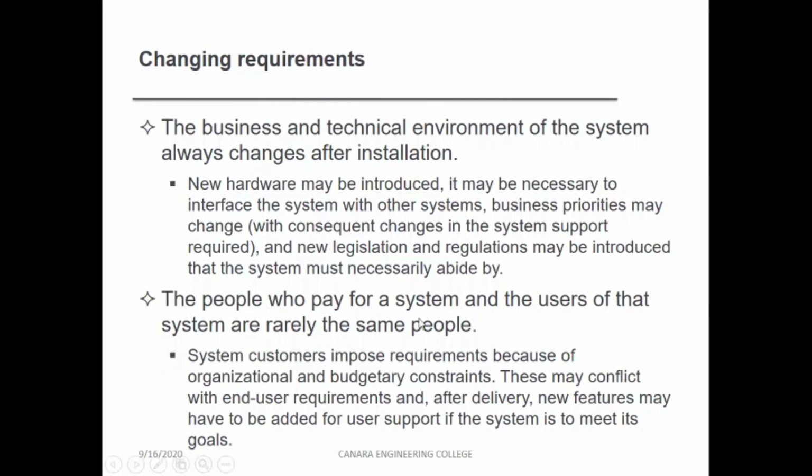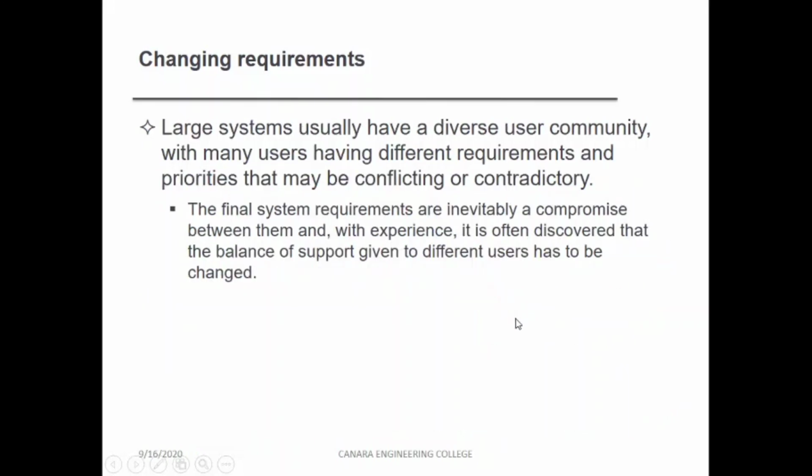The people who pay for the system and the users of that system are rarely the same people. So the system customer imposes requirements because of organizational and budgetary constraints. The same thing I explained by taking the examples of the mobile and laptop, the same thing they have explained here. Large systems usually have a diverse user community, with many users having different requirements and priorities that may be conflicting or contradictory.